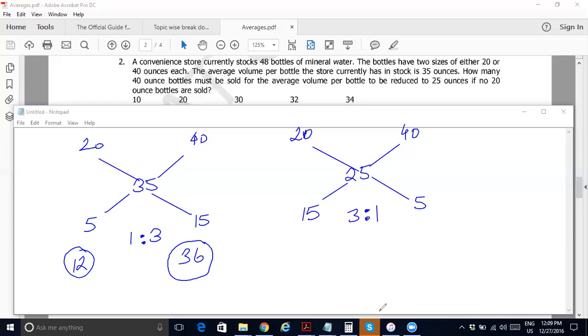That is, the ratio of 20 to 40 ounce bottles is 1:3, and now it is 3:1. If no 20-ounce bottles are sold, when the question says if no 20-ounce bottles are sold, that means it is a specific scenario. So what is the purpose of this statement?